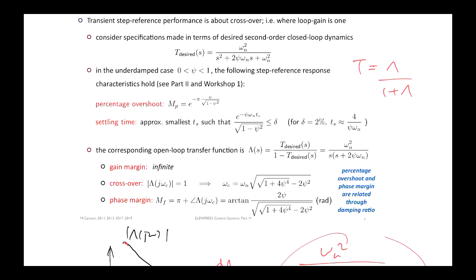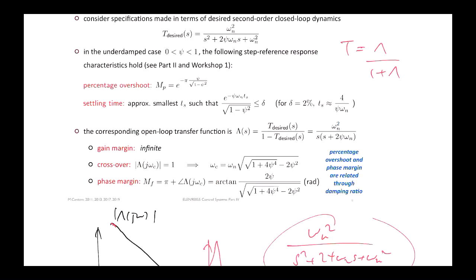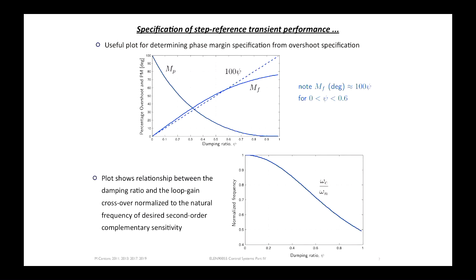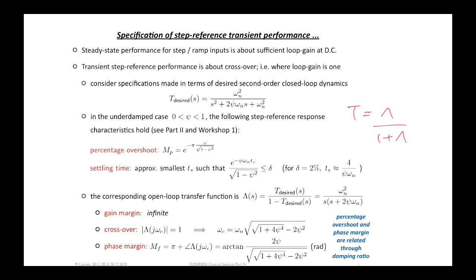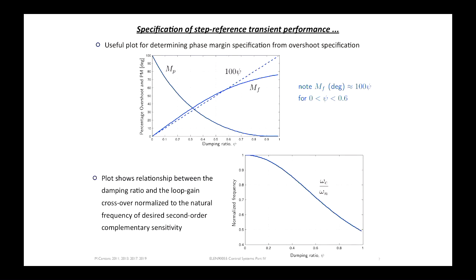It works well as an approximation as long as your open loop transfer function looks roughly like this at the crossover frequency. These are just some plots that show you what these functions look like, so that you can use them to say, if I want 20% overshoot, then I need a damping ratio of this, and if I want a damping ratio of this, I need this much phase margin.